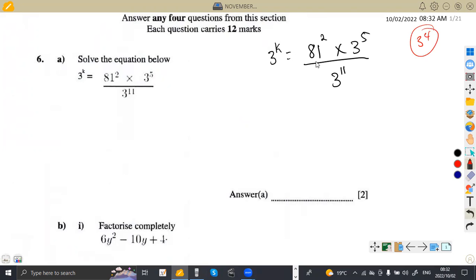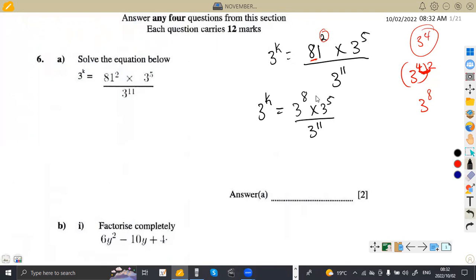So what does it mean? I'm going to write 81 as 3 to the power of 4, but there's already a power of 2, so this is 3 to the power of 4, to the power of 2. Remember, a power of a power, they multiply, so it's 4 times 2, which is 8. So you can rewrite this as 3 to the power of k equals 3 to the power of 8 times 3 to the power of 5 over 3 to the power of 11.